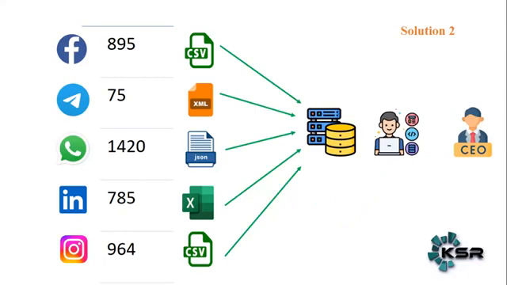first, you get all the file formats into a single system, whether it's a CSV file, Excel file, JSON file, whether it is coming from Facebook, WhatsApp, LinkedIn, Twitter, everything. You just organize it, put it into one database. Put it into one database.